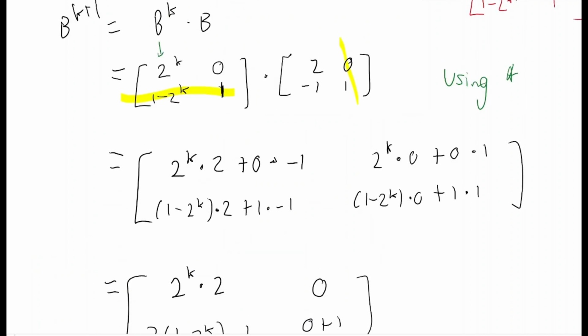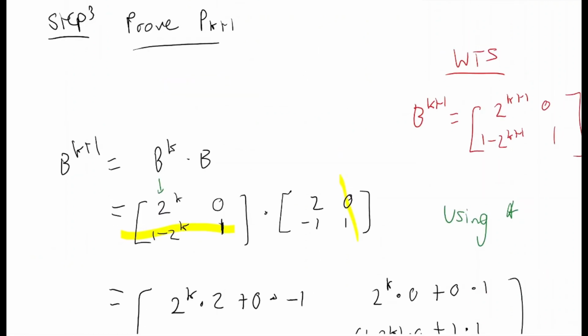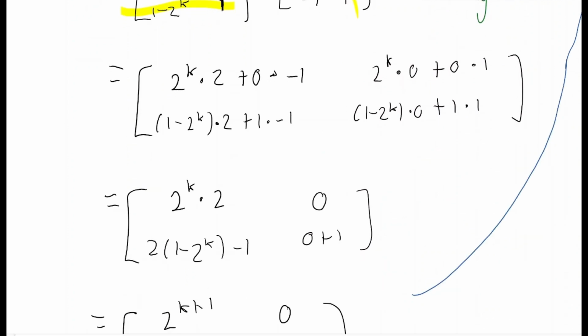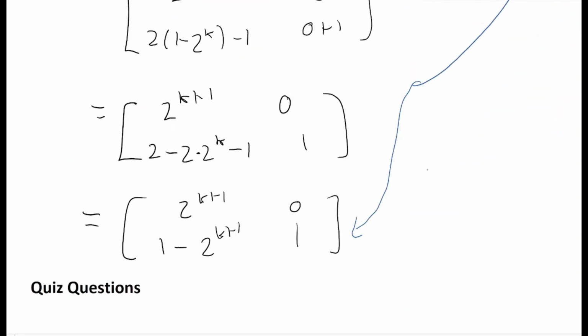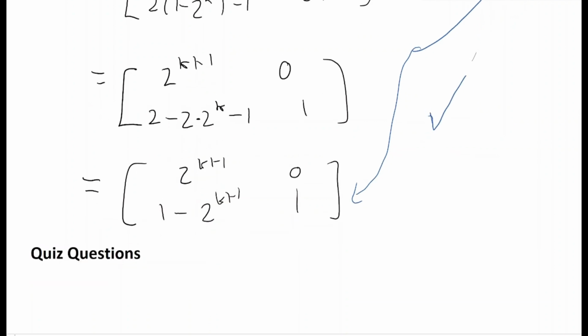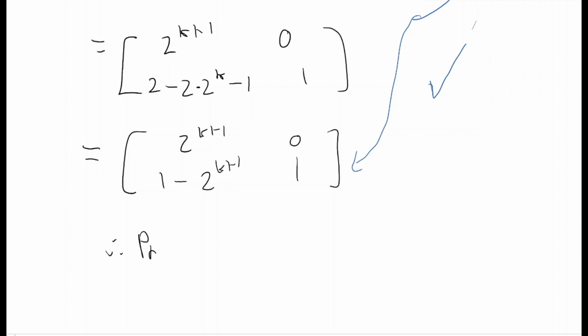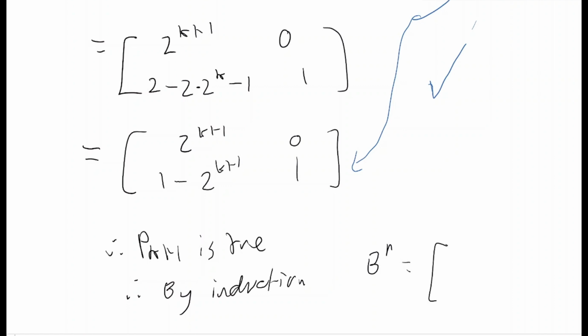So does this match what we wanted to show? Yes, it does. Therefore, Pk plus 1 is true. Therefore, by induction, we have B to the n equaling [2 to the n, 0; 1 take 2 to the n, 1]. Great, so we've done it.